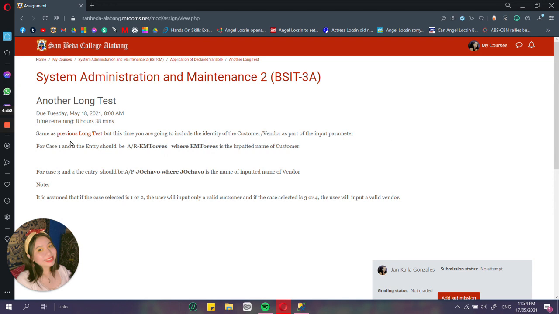So it's the same as the previous long test, but this time we are going to include the identity of the customer or vendor as part of the input parameter. So here is the condition for case 1 and 2. It should be EM Torres, where EM Torres is the inputted name of the customer. And for 3 and 4, the entry should be AP J Ochavo, where J Ochavo is the inputted name of the vendor. So there, both of them will be valid names.